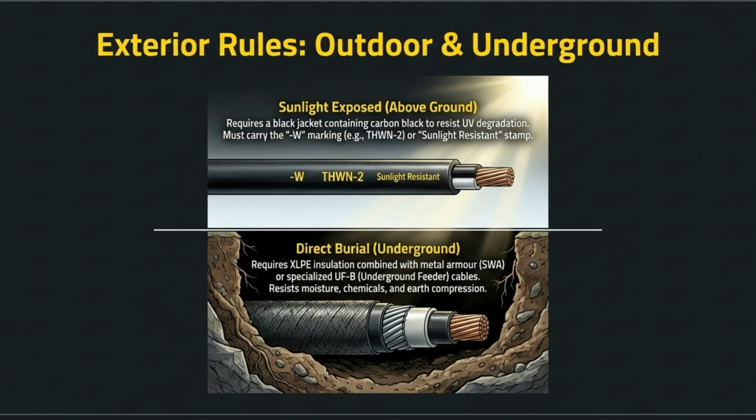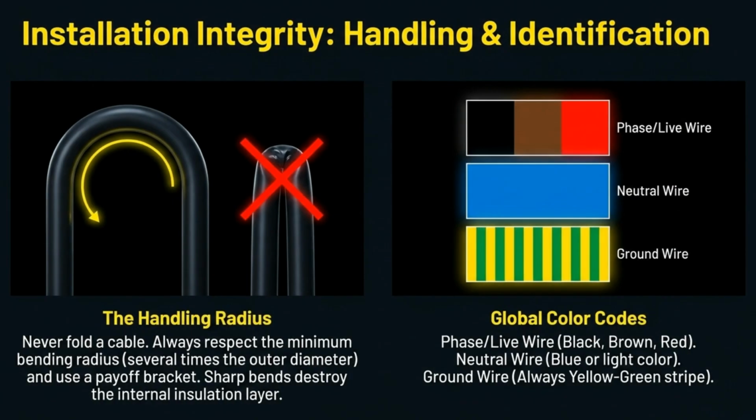Exterior installations follow specific rules. Above-ground cables must resist UV degradation and carry a sunlight-resistant stamp. Direct burial underground cables require XLPE insulation and armor to resist moisture, chemicals, and earth compression. Maintaining installation integrity means respecting the handling radius to prevent insulation damage.